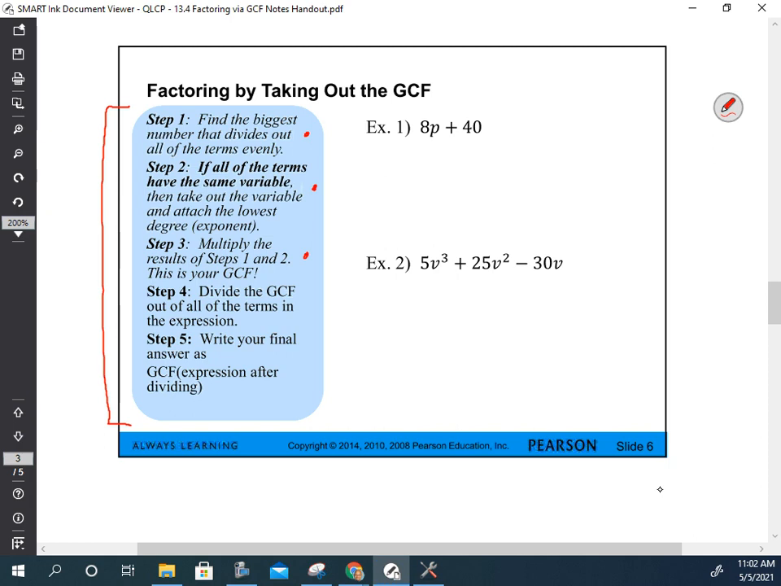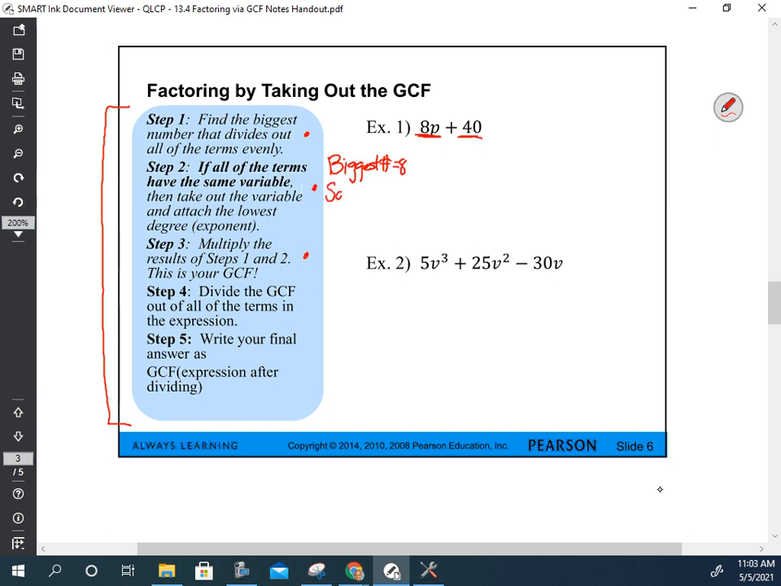So for example 1, you have 8p plus 40. Find the biggest number that divides out all of the terms evenly. So you have an 8, you have a 40. What divides out of 8 and 40? 8. So the biggest number is 8.